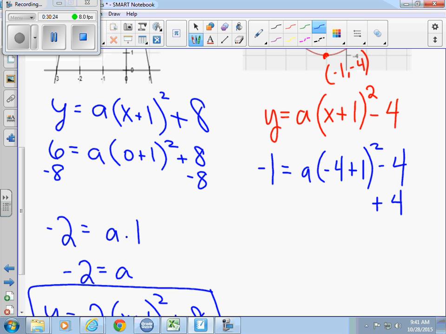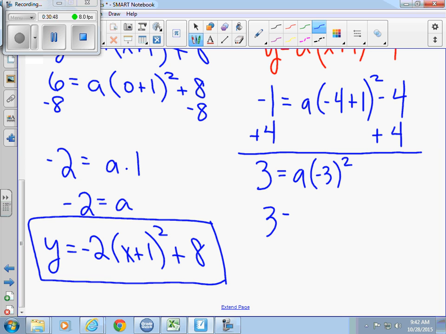Add the 4 over. So I get 3 equals A, and I am going to go ahead and simplify this. -4 plus 1 is -3. Squared gives you that positive value. So I get 3 equals A times 9. I want to get A by itself, so divide by 9. So I get 1/3 equals A.